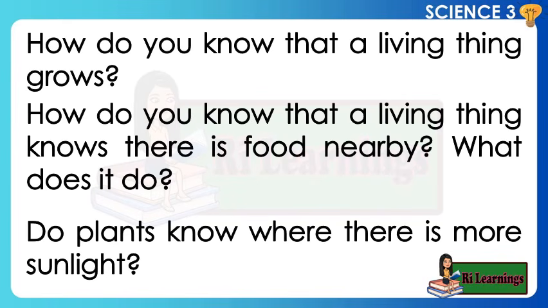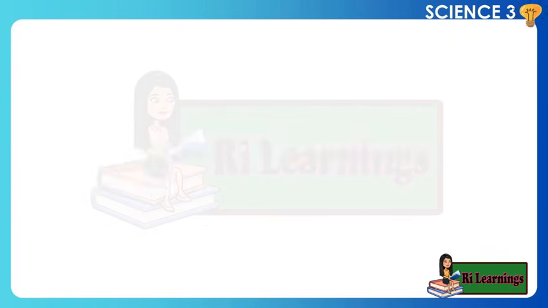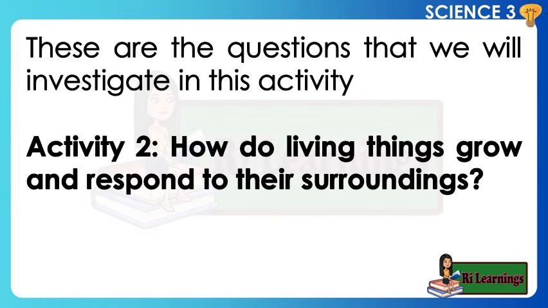How do you know that a living thing grows? How do you know that a living thing knows there is food nearby? What does it do? Do plants know where there is more sunlight? These are the questions that we will investigate in this activity. Activity 2. How do living things grow and respond to their surroundings?